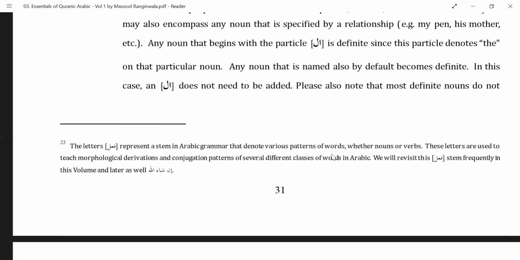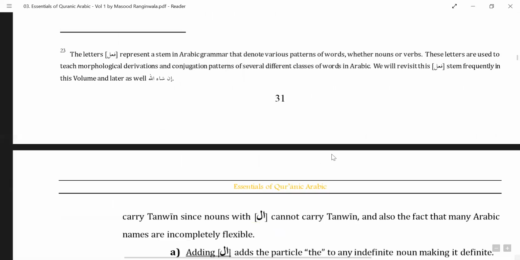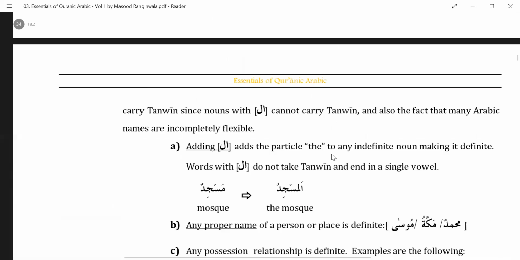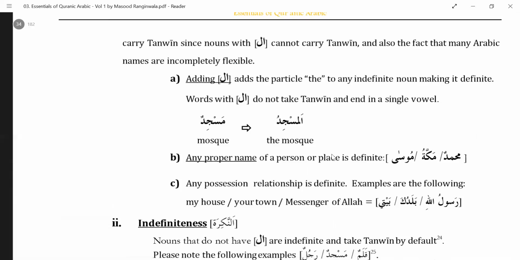Names are also definite because names are for specific people. For names, you will not add al because they're already specific, already definite. When you have an al, al removes the tanween. So when you put al, there will be no tanween.